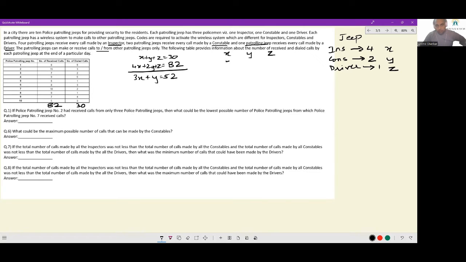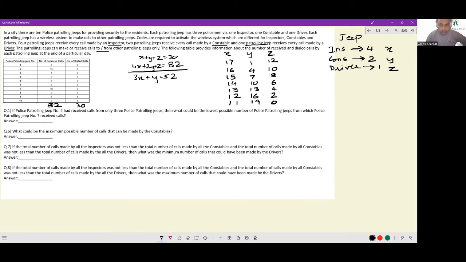The first solution set would be x is 17, y is 1, z is 12. The next case would be x comes down by 1, y goes up by 3, so this becomes 4, and z becomes 10. Next case would be 15, 7, and 8. Then 14, 10, and 6; 13, 13, and 4; 12, 16, and 2. And the final case will be 11, 19, and 0.